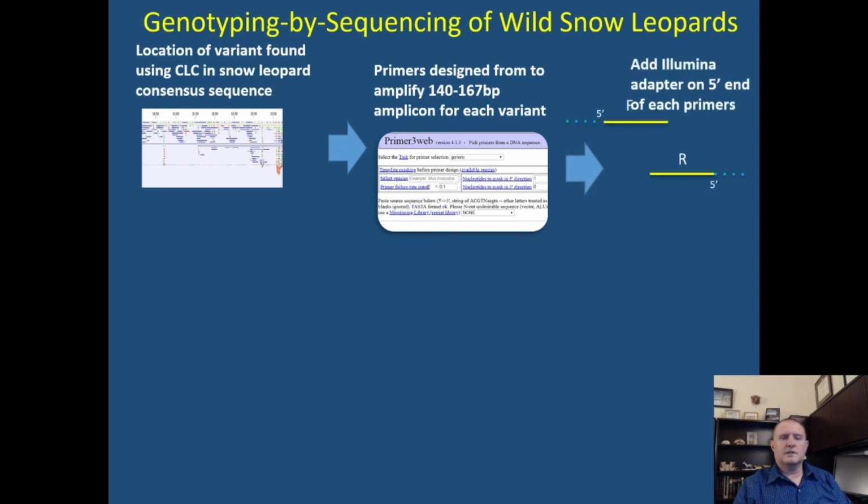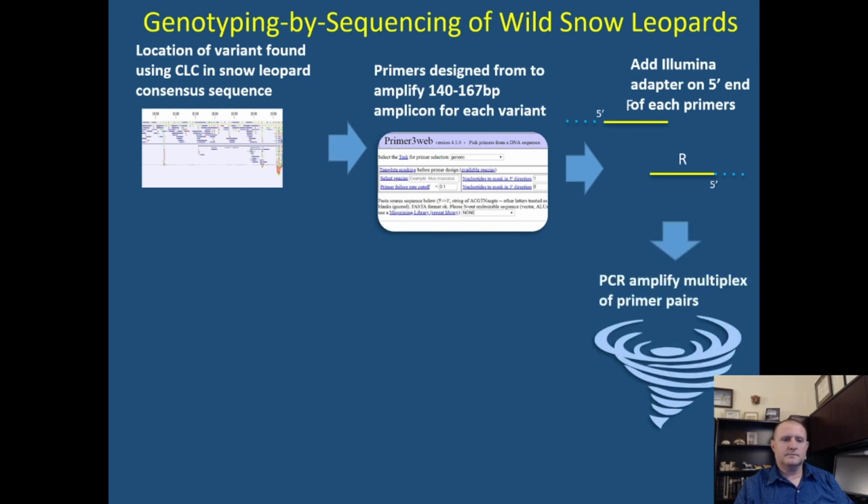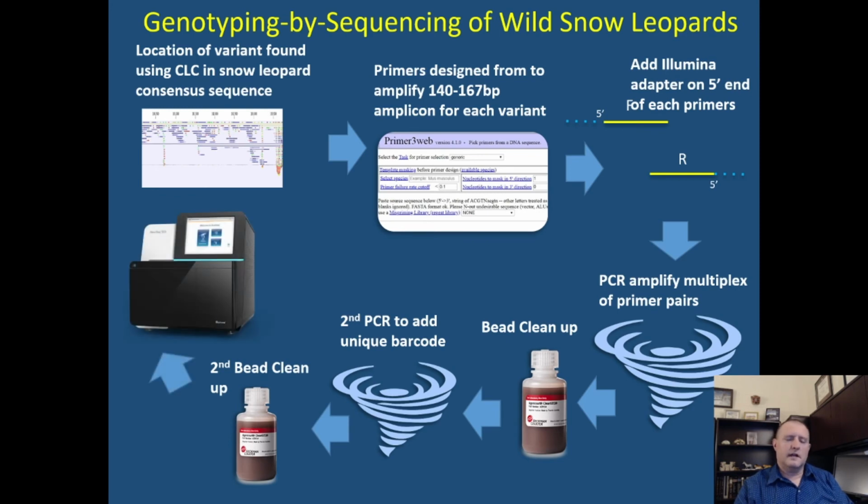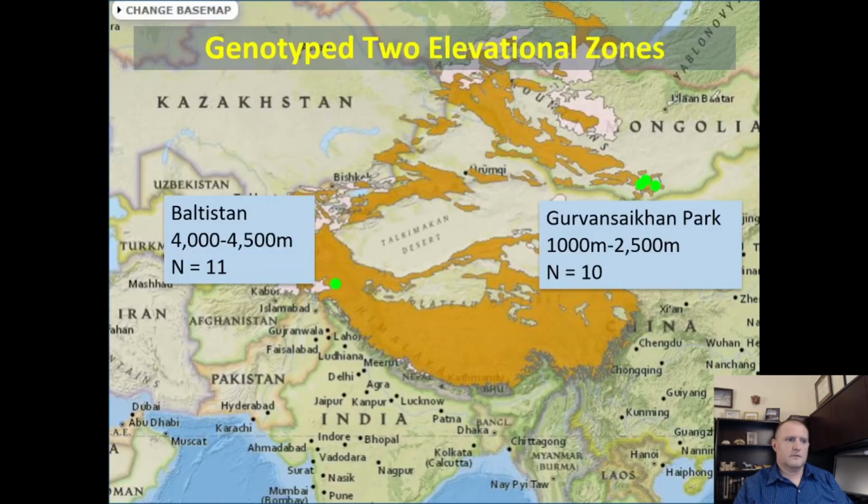And then we attached adapters that enable us to then incorporate the barcodes that Illumina uses for multiplexing. We amplified these particular markers in the samples from the different areas, and then we cleaned them up with a bead cleanup. We did a second PCR where we attached a unique barcode to different samples, again cleaned them up, and then we put together a library using these amplicons that we sequenced on an Illumina instrument.